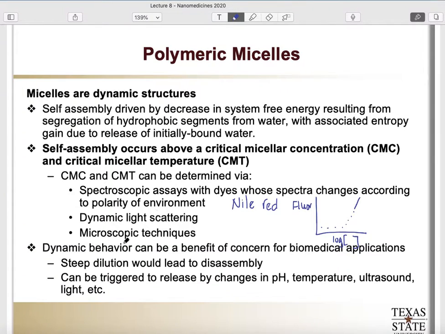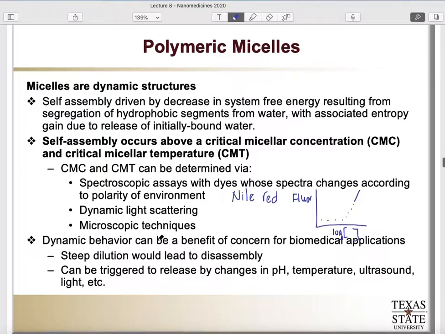And then microscopic techniques could also be utilized, including atomic force microscopy and electron microscopy, although they can be a little bit tricky because they typically are not looking at the material in its hydrated form. So you might have some false positives where the polymer might just have dried in that form without actually having been a micelle. All right.